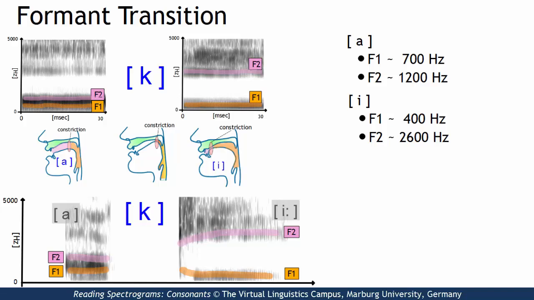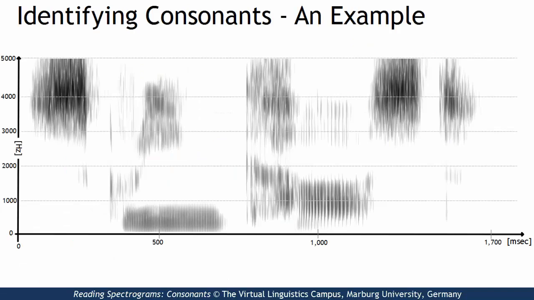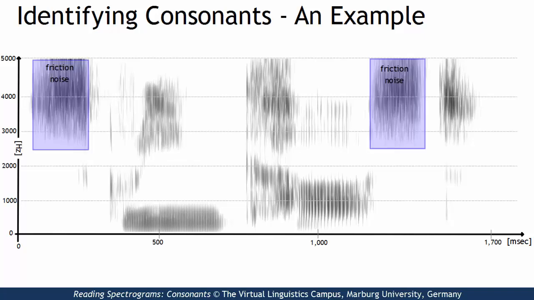Let us now identify the consonants within a more complex spectrogram. Clearly, in this example we have at least two fricatives without a fundamental frequency. They both involve high-frequency friction noise and must therefore be voiceless alveolar fricatives. Furthermore, we have three portions of silence, again without fundamental frequencies, so we have three voiceless plosives.